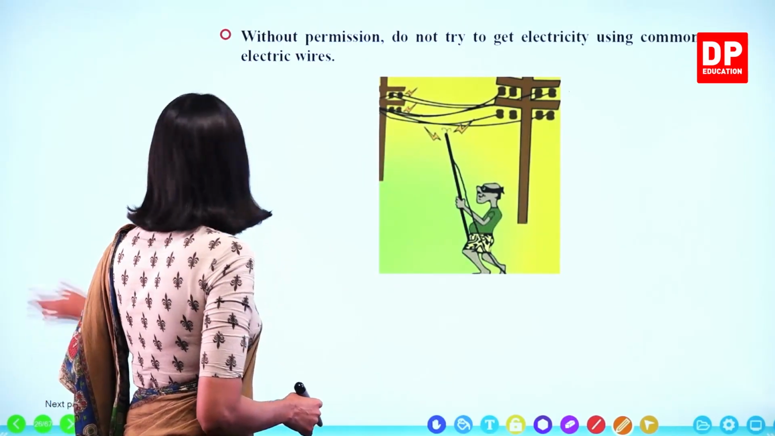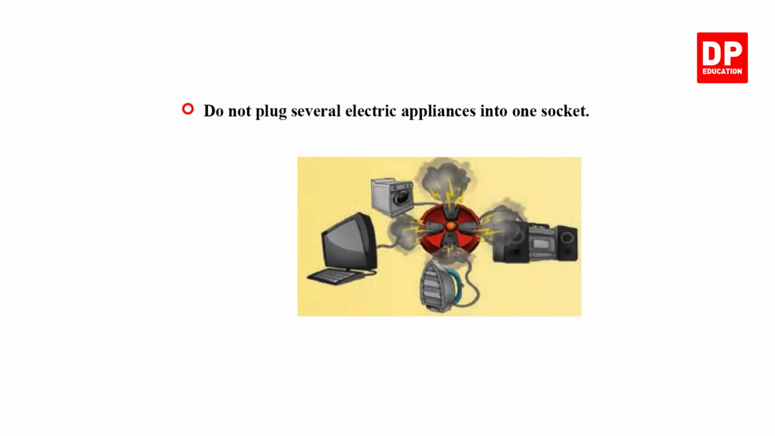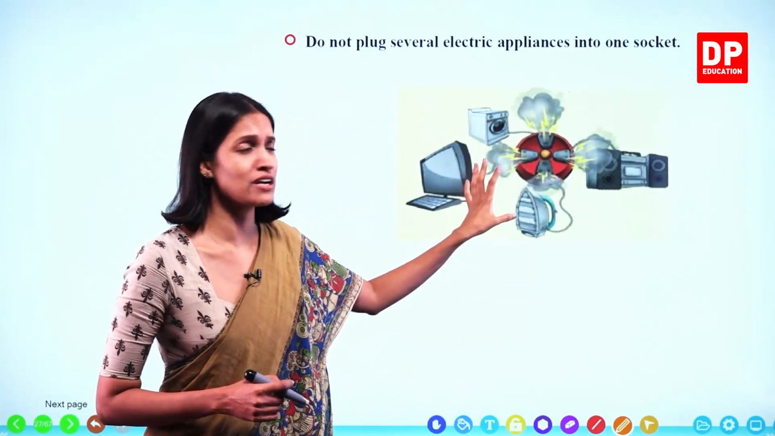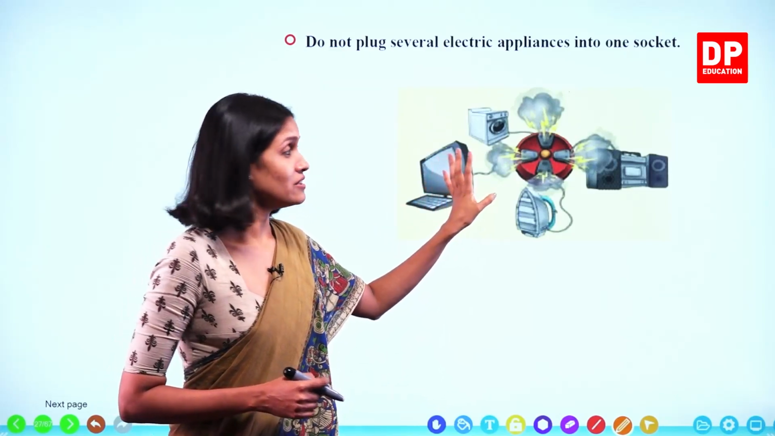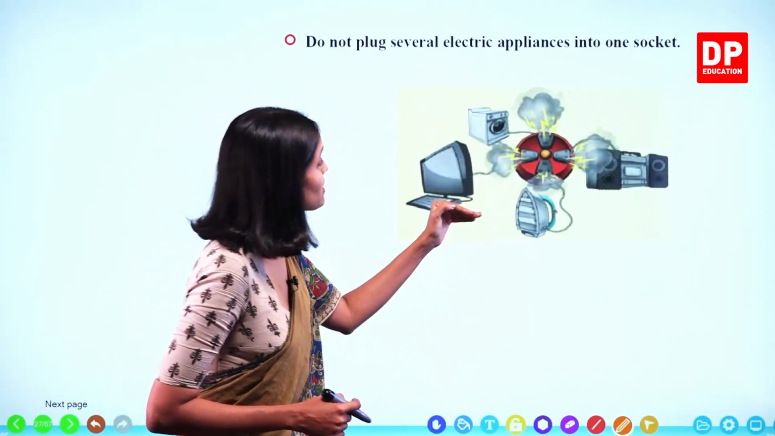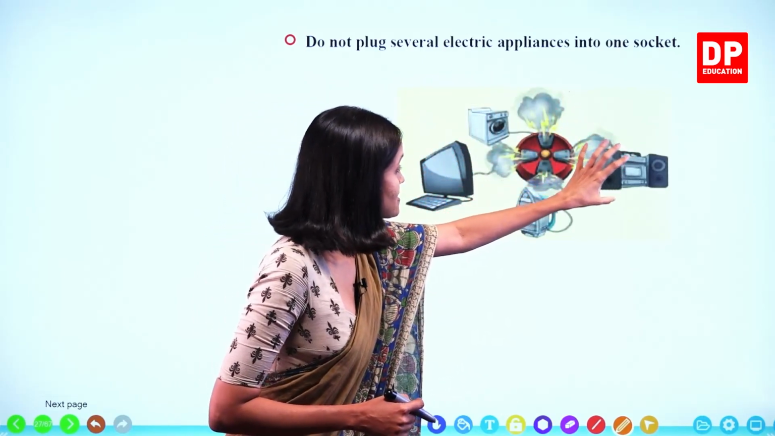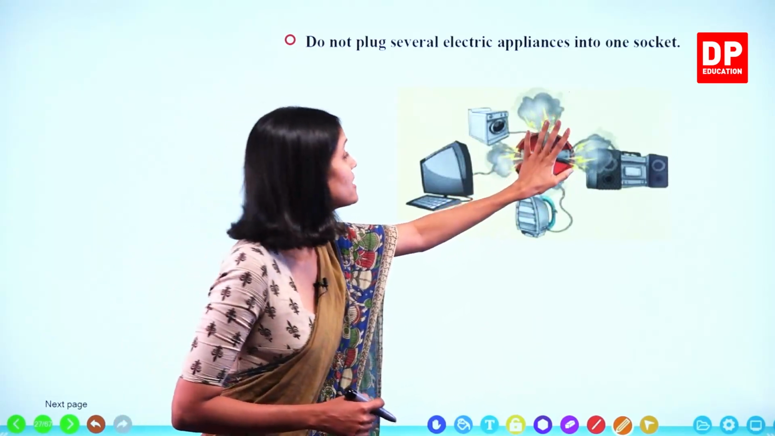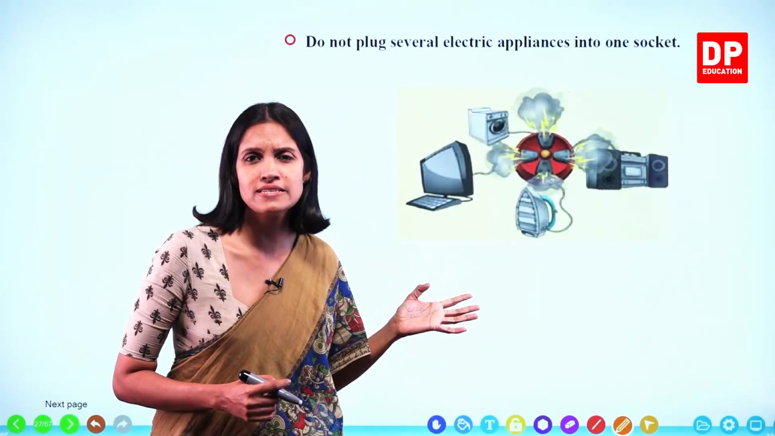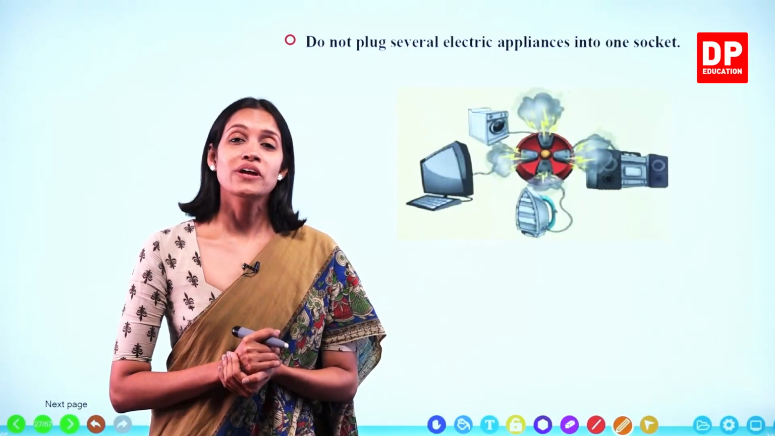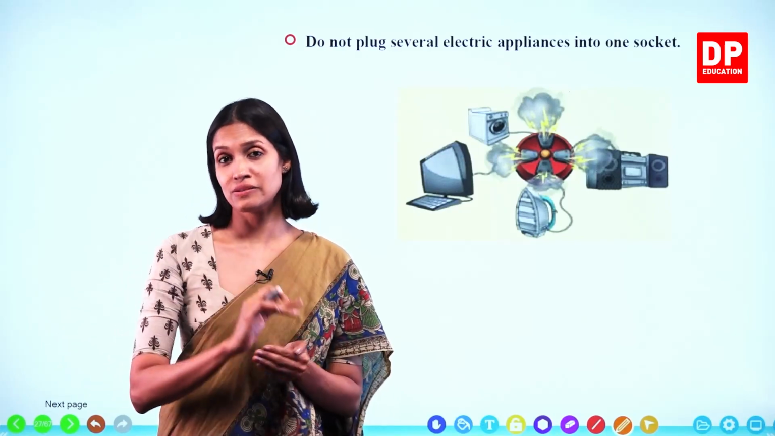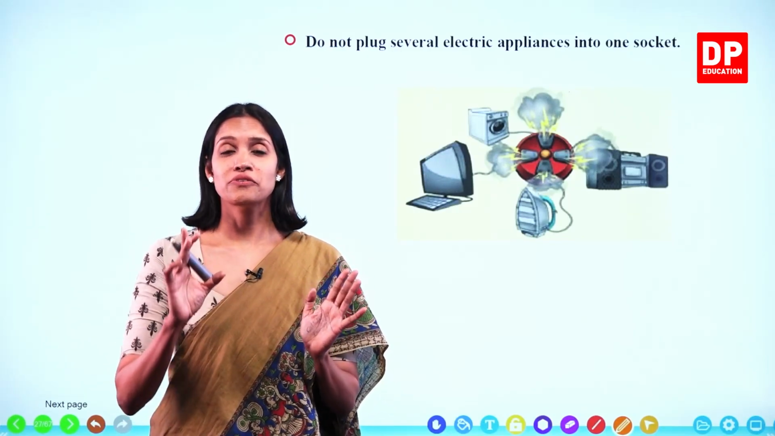Okay, the next one. Do not plug several electric appliances into one socket. Now sometimes we plug different appliances into the same multi-plug or the same extension cord. This is very risky, children. Specifically, if the appliance that we plug in consumes a large amount of electricity, a big appliance, it's very risky. What is the reason? Now, do you know that when we touch any electrical appliance after switching it on, what would you feel?